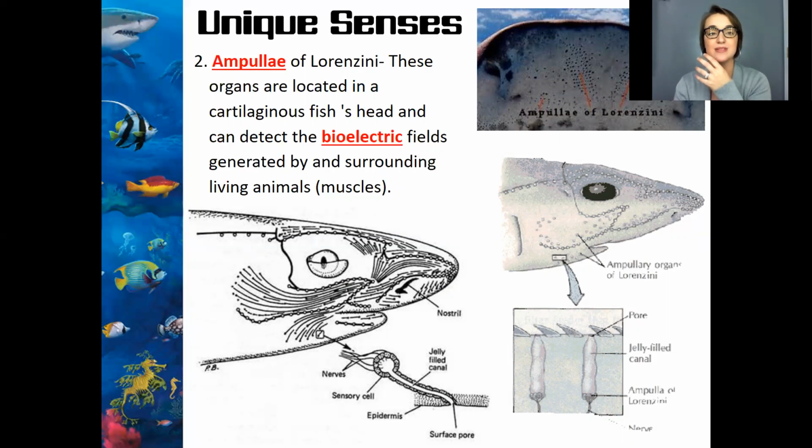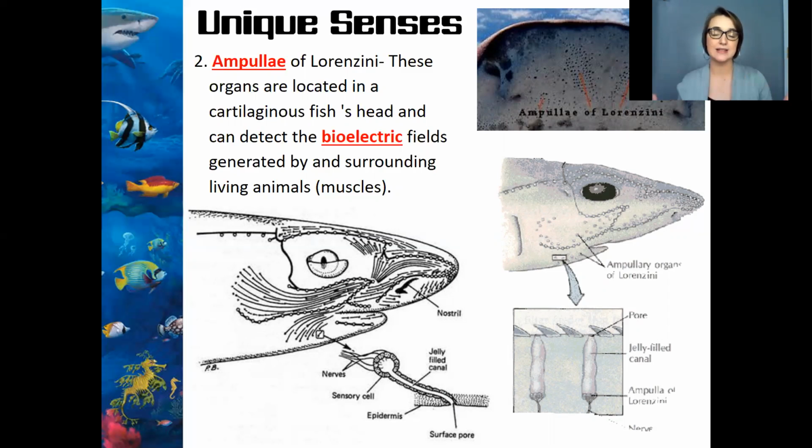And a lot of the times they're very, very small, so you don't necessarily see them unless you look really, really close. Now, these are going to work very similar to that lateral line system because sharks are not going to have that neuromast running down them. So these are very similar. These little bitty dots are actually going to be sensory organs that are going to detect the bioelectric fields that, again, are going to be generated by other living animals and other things in the environment's muscles.